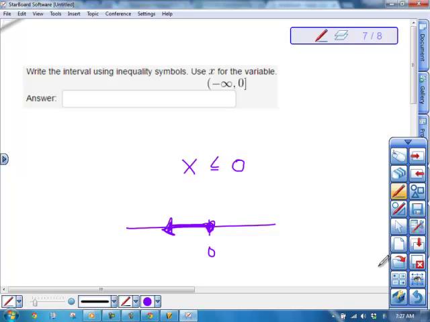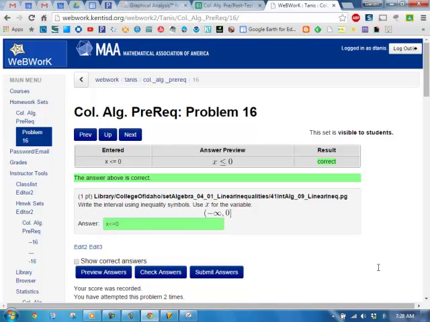Here's interval notation. Here's inequality notation, and then here is a graph, a line graph. So let's say x is less than or equal to 0 here. And I know this is weird as well, but in Webwork you have to do less than or equal to like that. So do the less than sign on your computer and equal to on your keyboard, and that means less than or equal to.